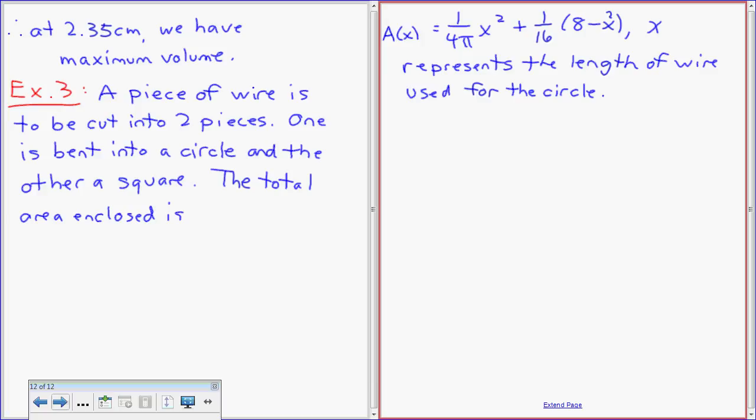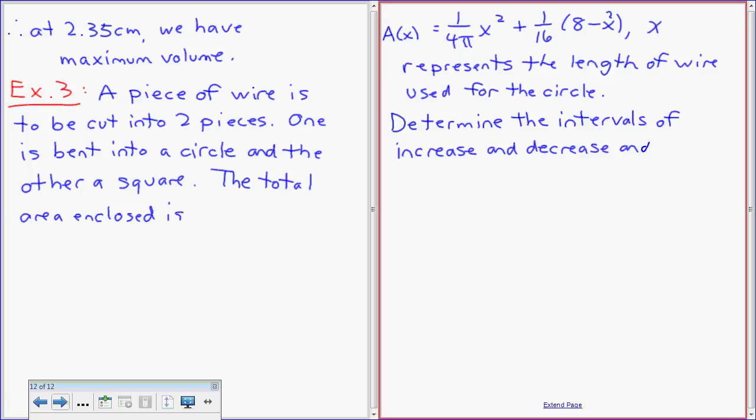Okay, part A. Actually, we're just going to say this. Determine the intervals of increase and decrease, and sketch the graph.